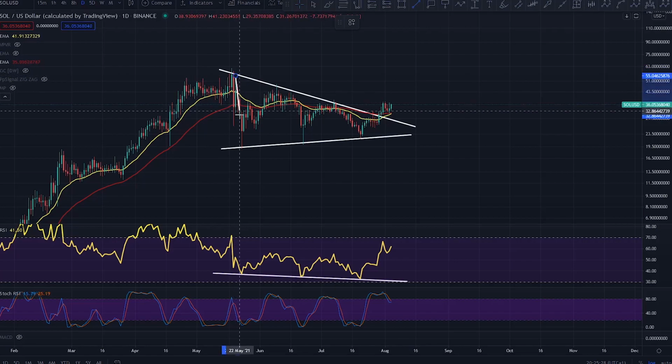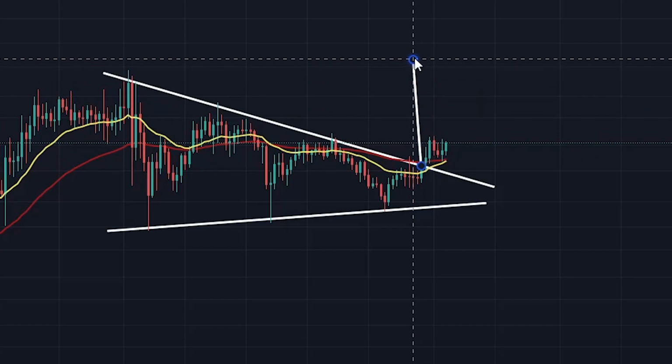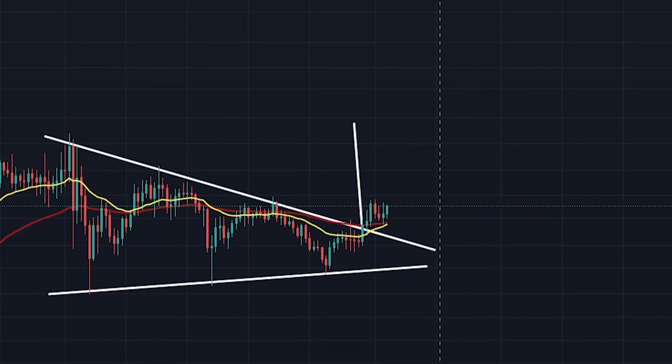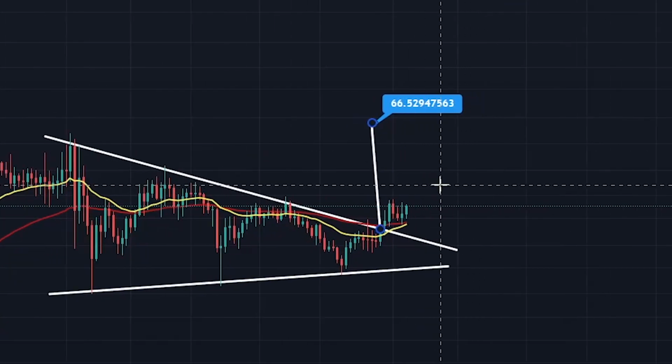It's from the first point of contact to the bottom, and you can see that you've broken out of this particular level of resistance just there. This way you could see a lovely little pump up to this level for SOL. So let's take a look at this. This would be a continuation of the bull market for SOL.